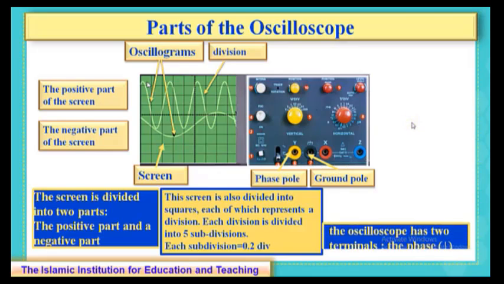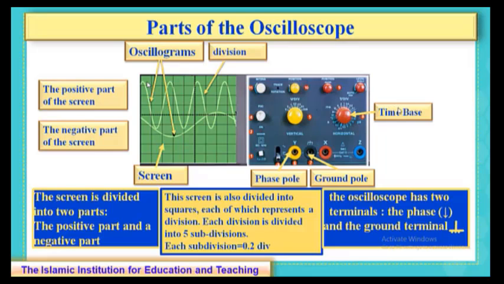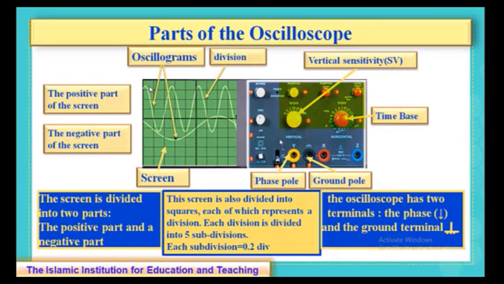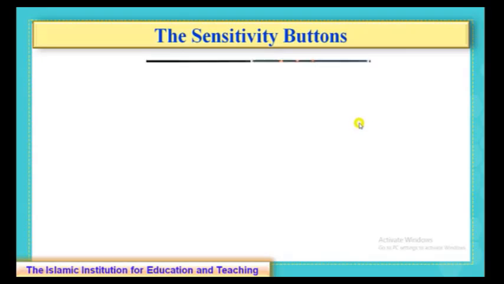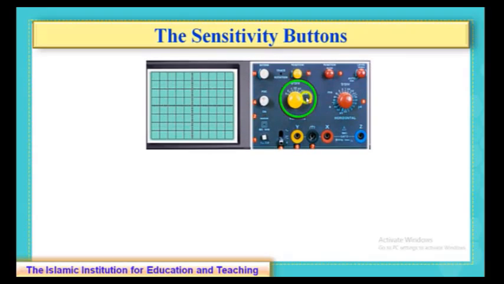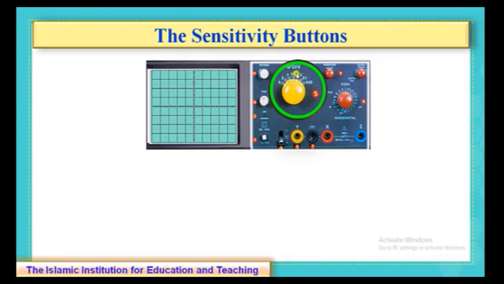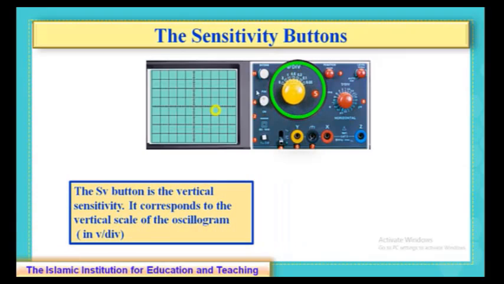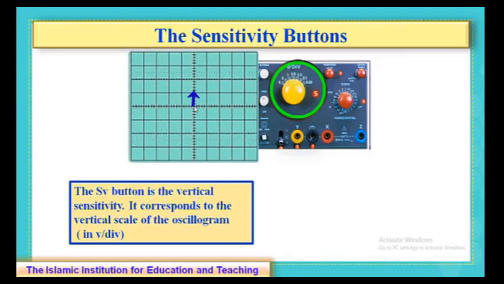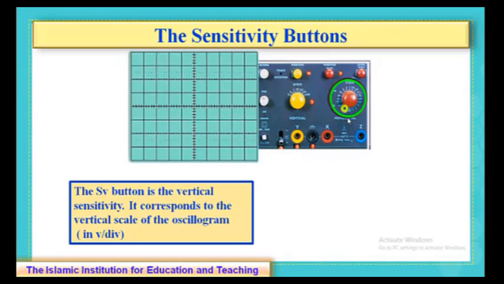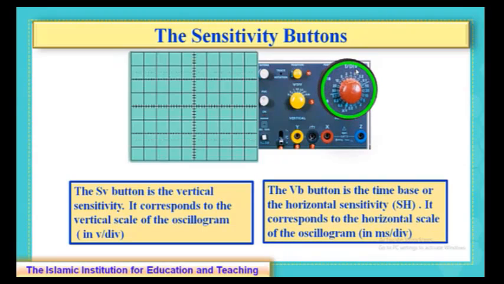And these are the two sensitivity buttons. This one is called the time-base button, while this one is called the vertical sensitivity button. Now we want to focus on these two buttons. So here we have the vertical sensitivity button. Its unit is volt per division. It corresponds to the vertical scale of the oscillogram. This means that every vertical division holds an amount of voltage. And this button is called the time-base button. Its unit is milliseconds per division. It corresponds to the horizontal scale of the oscillogram, which means that every horizontal square holds an amount of time.